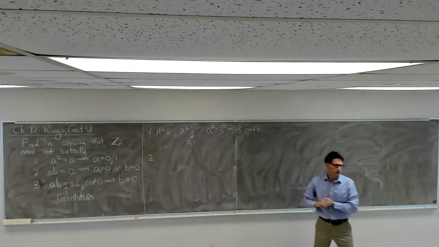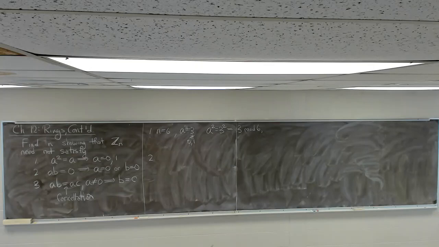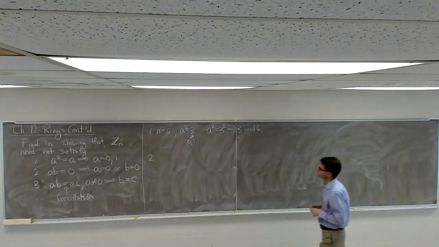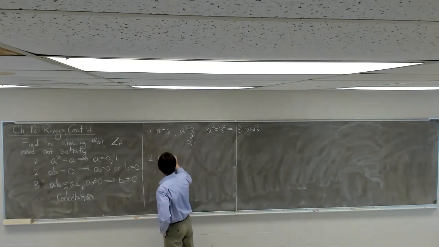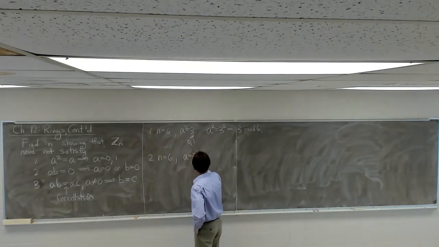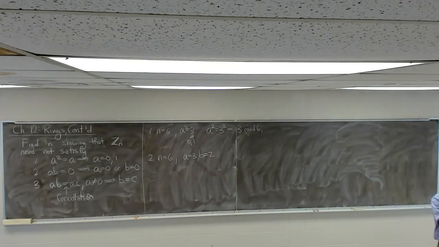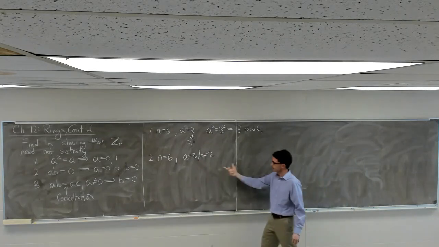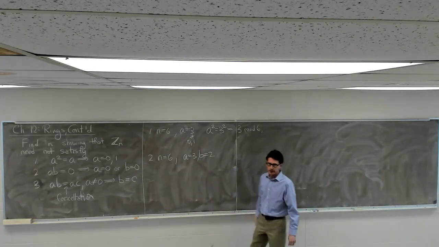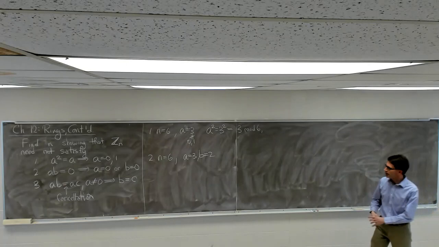What about the second one? We can make N 6 again. And then A and B are 3 and 2. All right, so the point here with B, or with 2 rather, is that 6 is composite, right? So it factors in this non-trivial way. So we have these non-trivial factors here, 3 and 2, and so we can multiply those together to get 6, which is 0 mod 6, okay?